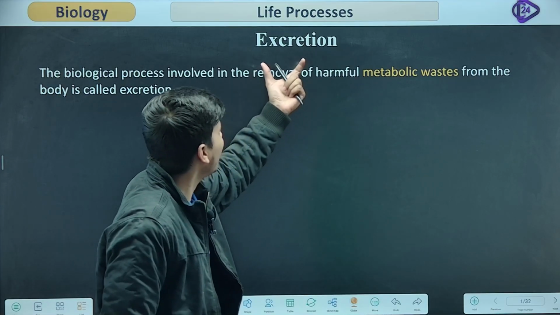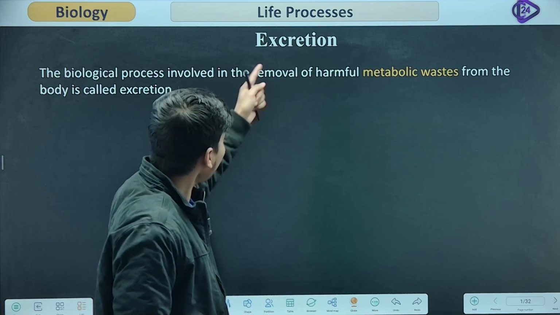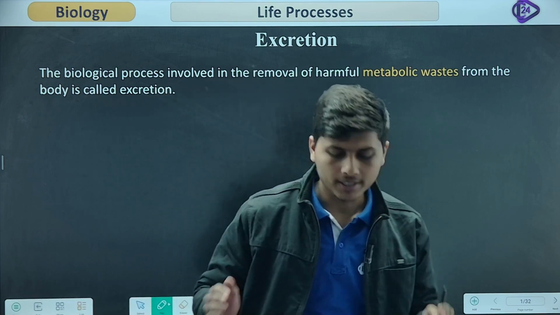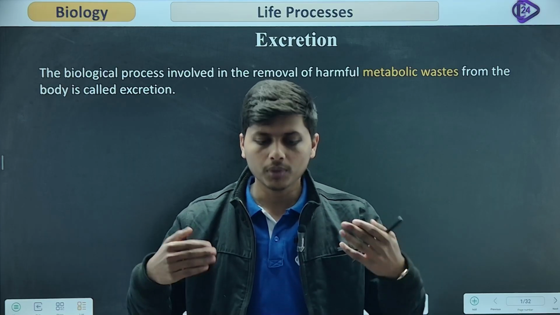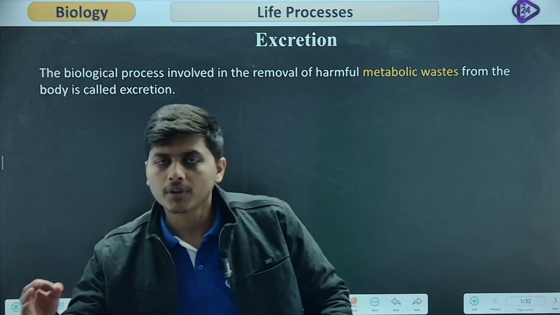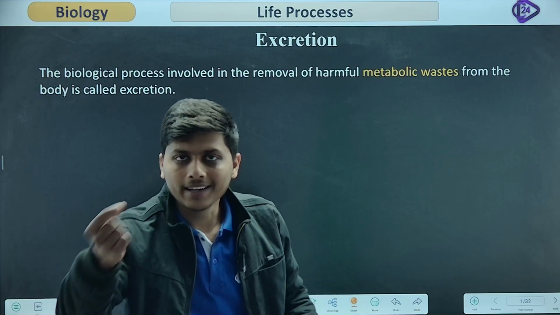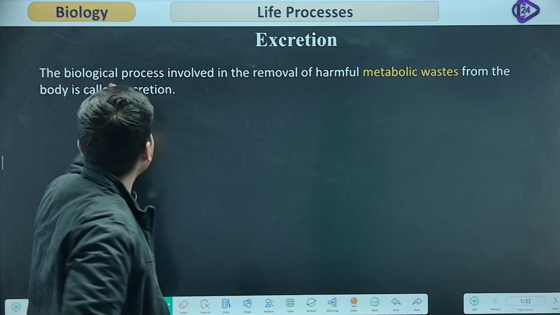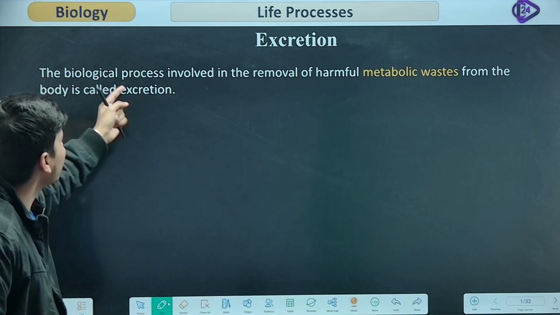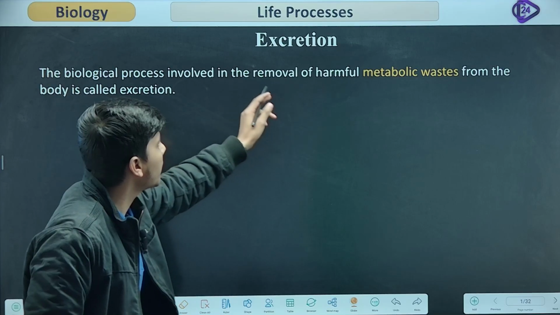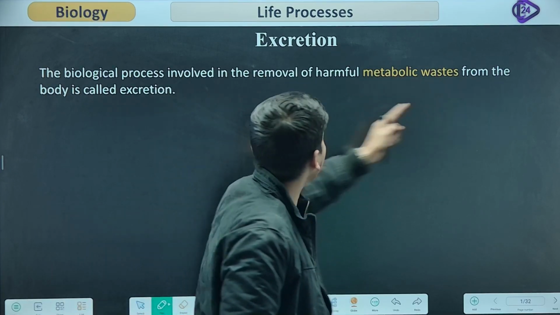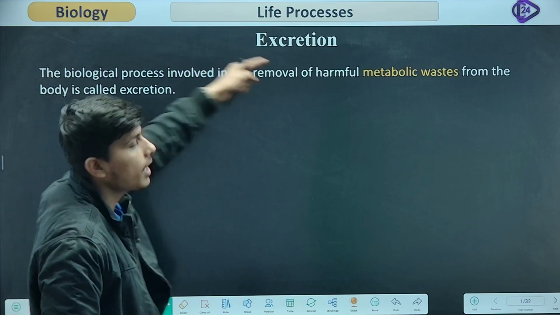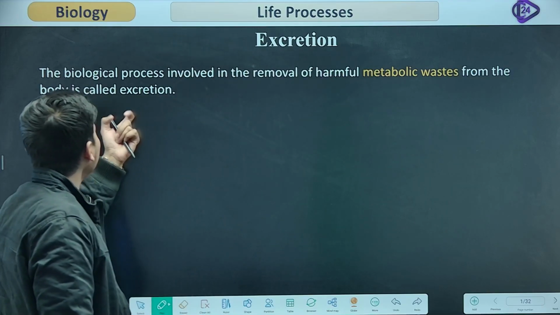What is the meaning of the term excretion? What is excretion in simple language? In simple terms, excretion means the removal of waste from the body. Removal of waste from the body is called excretion. Let us read the definition given in the NCERT: the biological process involved in the removal of harmful metabolic waste from the body is called excretion.